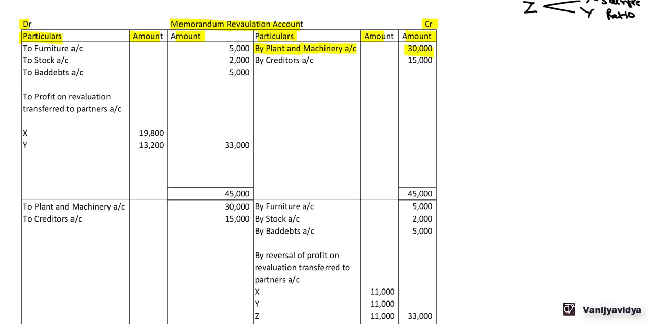and machinery account 30,000. Now memorandum revaluation account, we are preparing it in two parts. Since we need to reverse all these entries later, we are preparing a memorandum revaluation account in two parts. Now what we can do is, we can simultaneously leave some space for first part, and then we can reverse this entry in the second part. So now here we have recorded this by plant and machinery on the credit side of the revaluation account. Now here we will reverse this entry to plant and machinery 30,000.